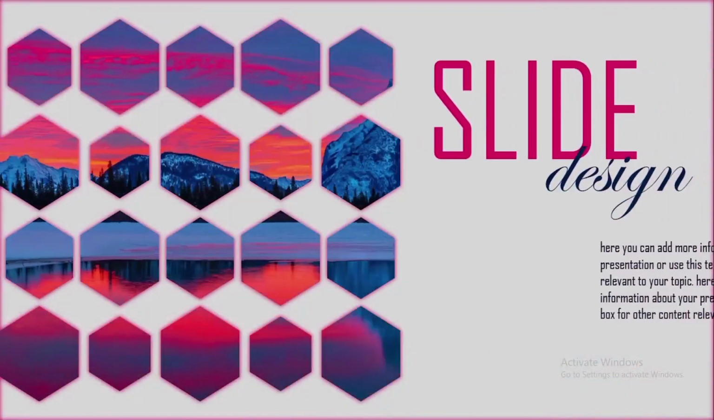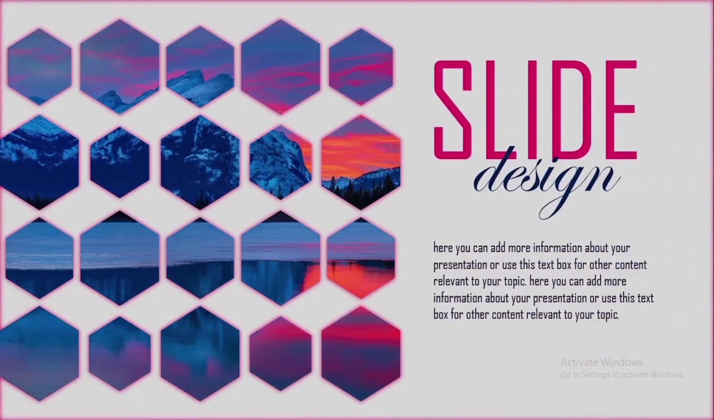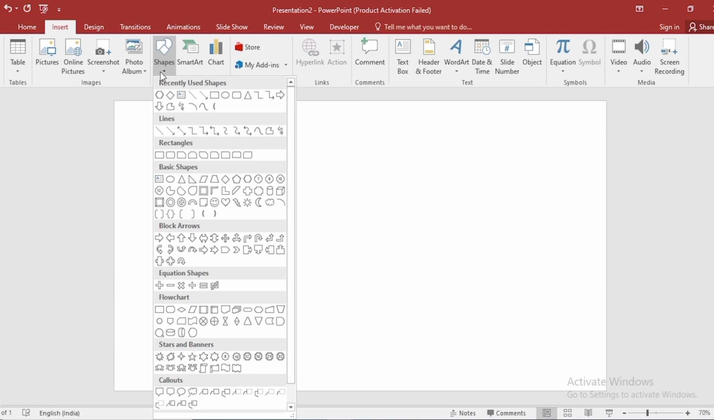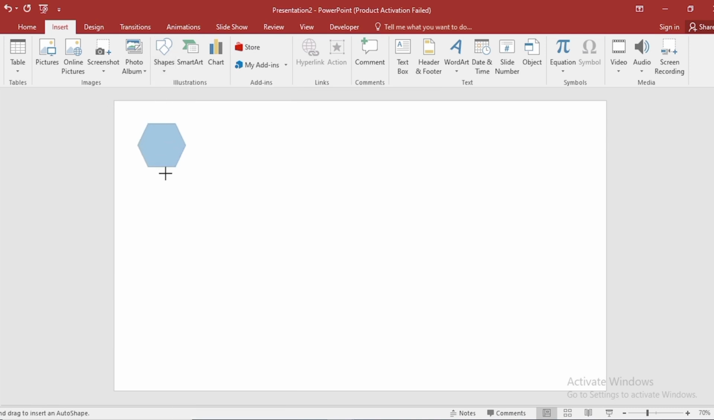In this video, we will learn how to make slide design using hexagon shape in PowerPoint. So watch the video till the end. Let's start the video. Click on shape, select hexagon shape, drag it like this.